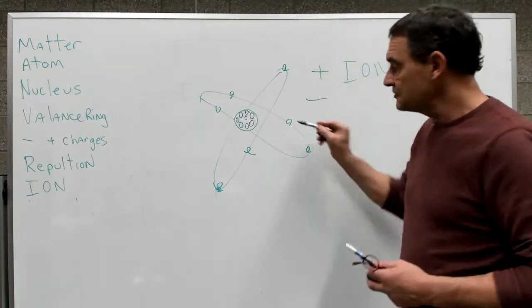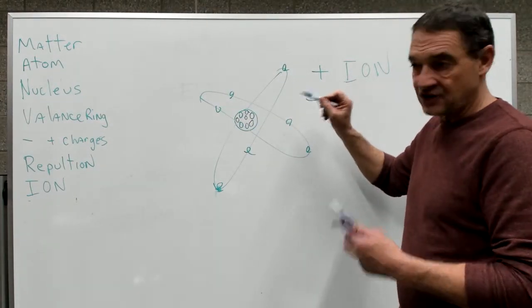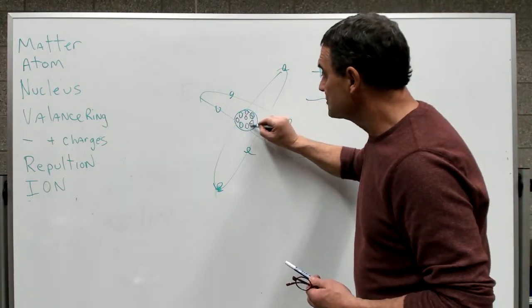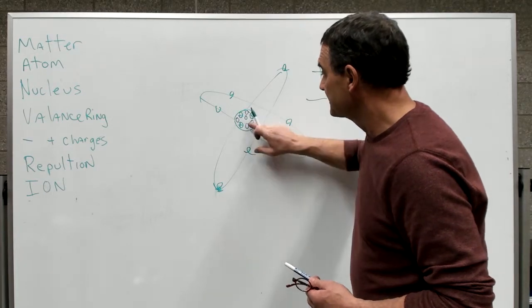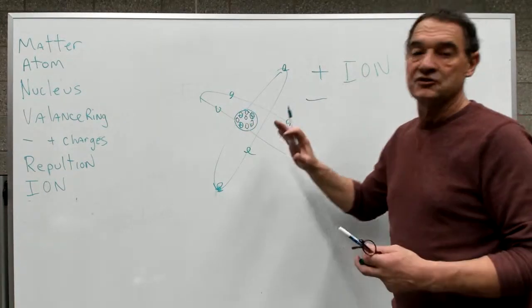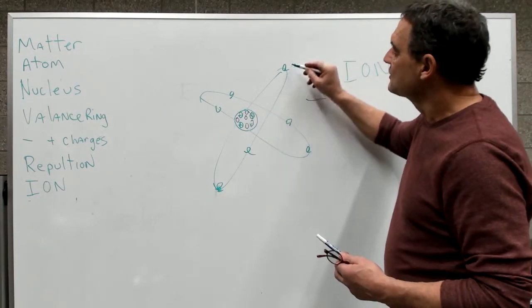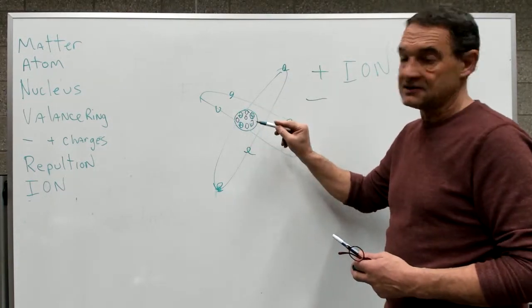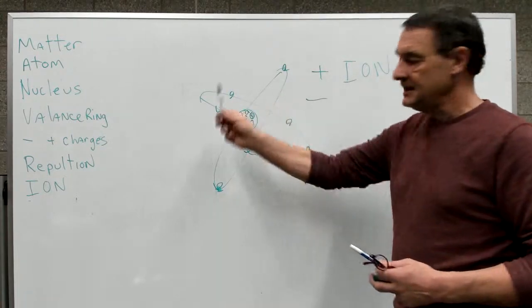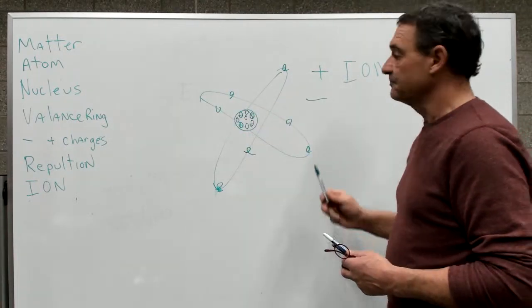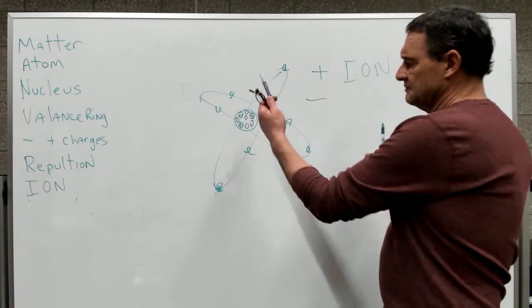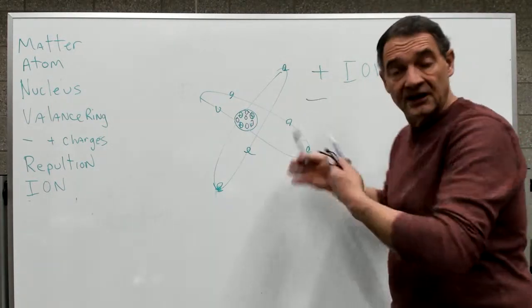Unlike charges attract and like charges repel. So these protons are positively charged. I think I accidentally did a neutron there. And neutrons are neutral. So these electrons are attracted to the protons, and they fly around on a valence ring. So if it was to lose one, this positive ion would then be looking for another one.